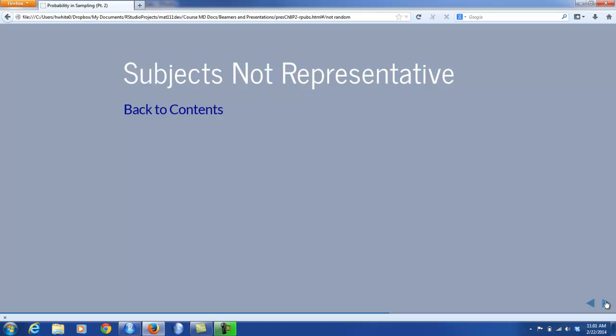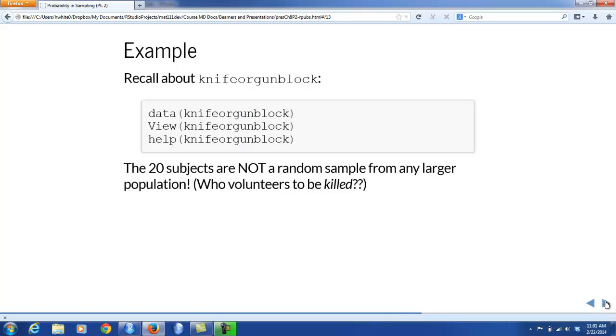Now let's turn to the case where the subjects in an experiment can't be considered as representative of some larger population at all. For this, we might go to the knife or gun block data frame that you learned about a little earlier in the course. Remember, this was a hypothetical experiment where you imagine there's 20 subjects who've agreed to take part. And the research question was, what's going to make you yell louder, getting killed with a knife or getting killed with a gun? And of course, all the subjects, hypothetically, were killed one way or another, with a knife or with a gun. And the volume of their dying screams was recorded as the response variable.